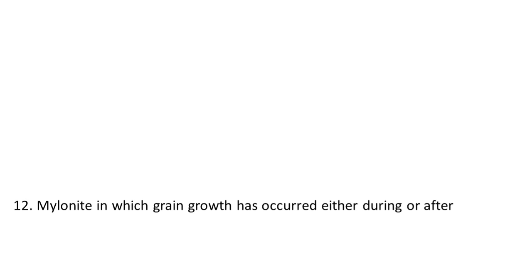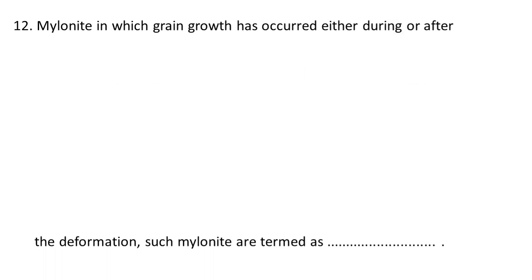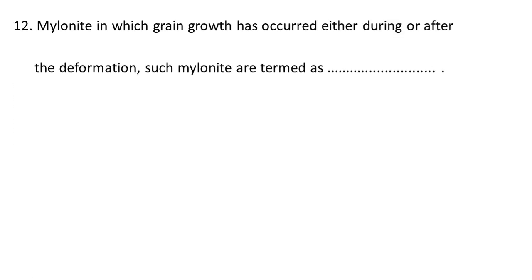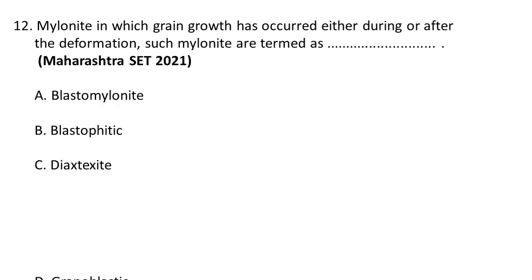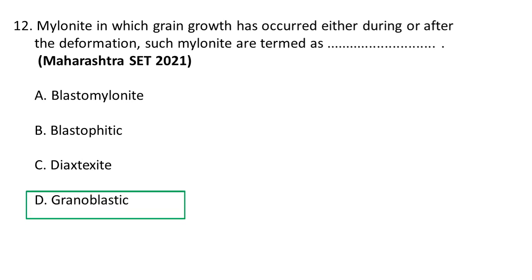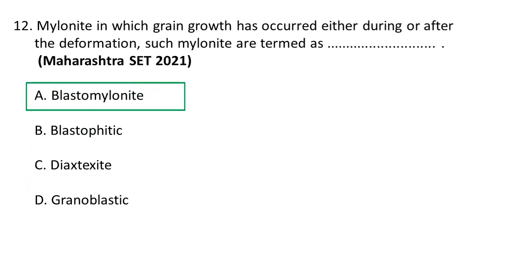Next question. Mylonite in which grain growth has occurred either during or after the deformation, such mylonites are termed as A. Blastomylonite, B. Blastophitic, C. Diatexite and D. Granoblast. So the correct option goes as A. Blastomylonite. Blastomylonite is a type of mylonitic rock that is highly recrystallized and coarse grained, and this has occurred either during or after the deformation.